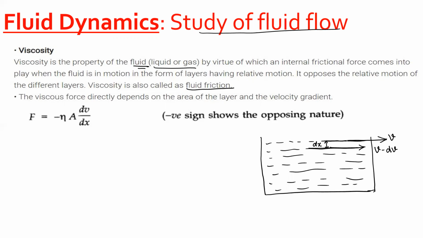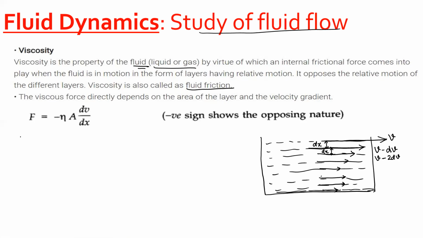The velocity of the third layer will be smaller than the velocity of the second layer. Suppose here also we have a separation of dx, then it will be v minus 2 dv, that is 2 times dv. And this velocity keeps on decreasing, and the layer which is at the bottom, at the surface of the earth, will have the minimum velocity.